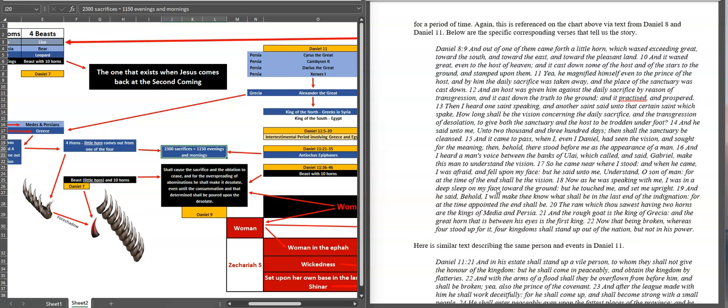He said unto me, unto 2,300 days, then shall the sanctuary be cleansed. And it came to pass, when even I, Daniel, had seen the vision and sought for the meaning, then behold, there stood before me as the appearance of a man. And I heard a man's voice between the banks of Ulai, which called and said, Gabriel, make this man to understand the vision. So he came near where I stood, and when he came, I was afraid and fell on my face. But he said unto me, Understand, O son of man, for at the time of the end shall be the vision.